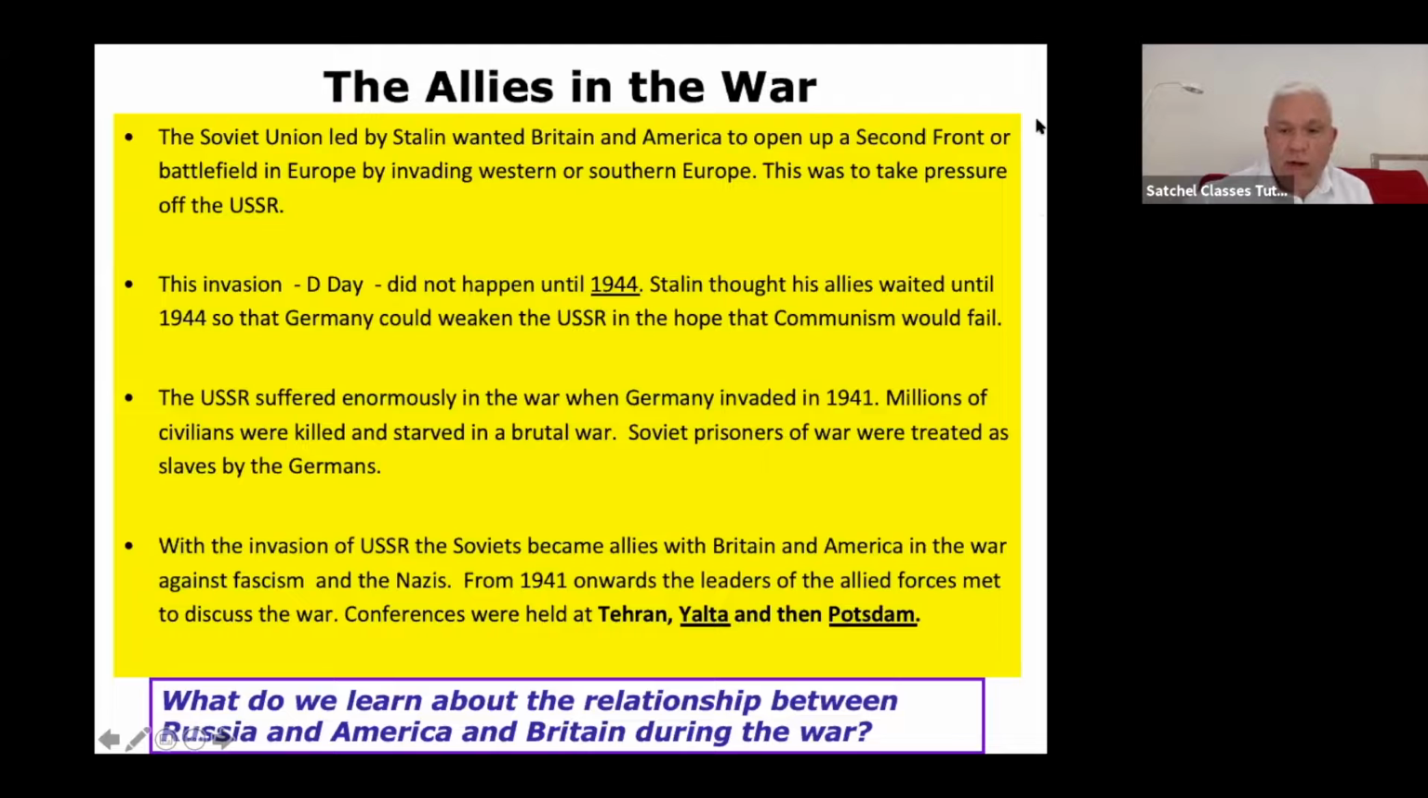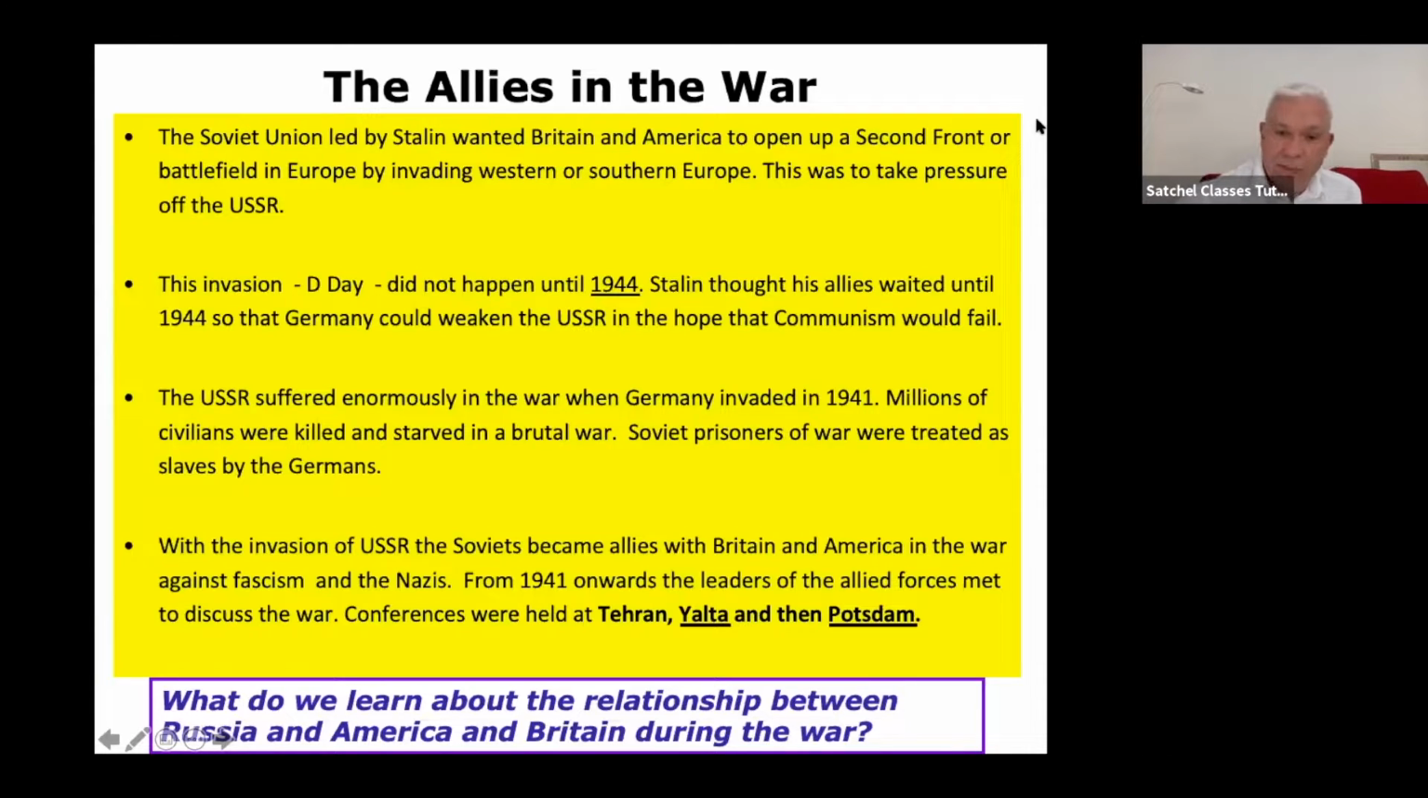Now, Stalin thought the Allies waited until almost right at the end of the war because they were deliberately stalling so that the Soviet Union would be weakened. Whether that's true or not, we're never really going to know. So his thought during the war was that America and Britain weren't really doing their bit. They could start up a second front in Europe, take the pressure off the Soviet Union, and divert some of Germany's attention away.